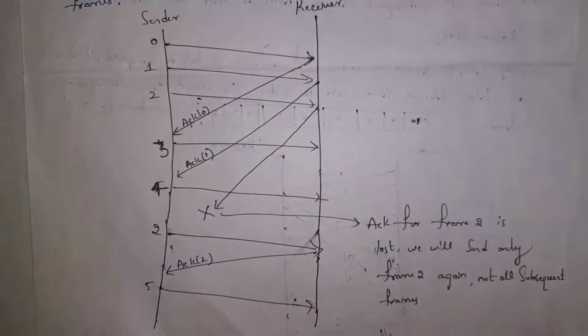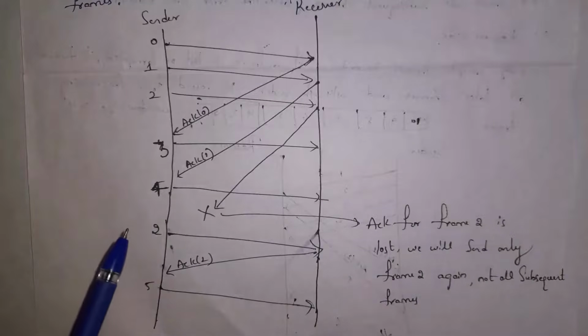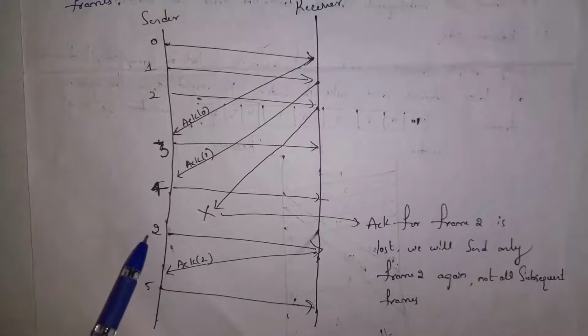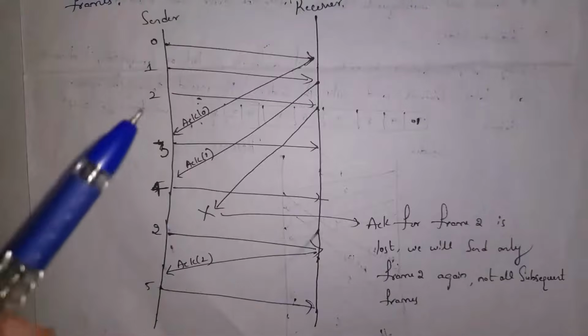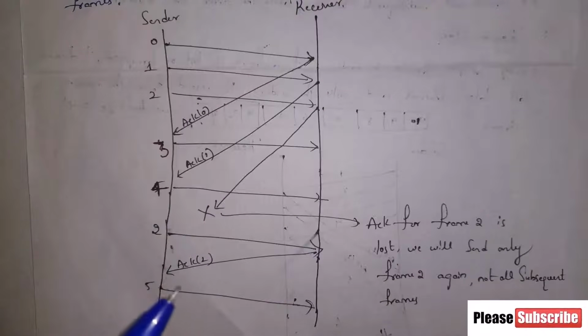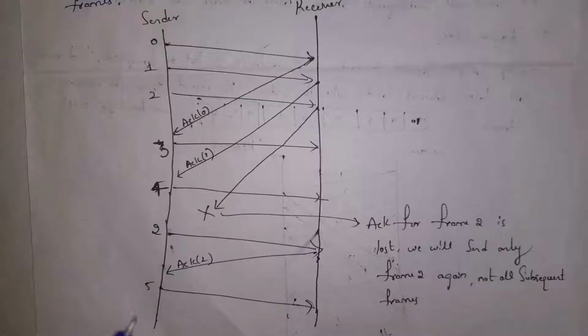As only frame 2 got error, the sender will not discard all the frames. Instead, the sender will send only the particular frame which got error. So now the sender will send only frame 2. Now the receiver got frame 2 successfully, so the receiver will send ACK for frame 2. As the sender got ACK for frame 2, now the sender will send frame 5. This is all about the selective repeat protocol.